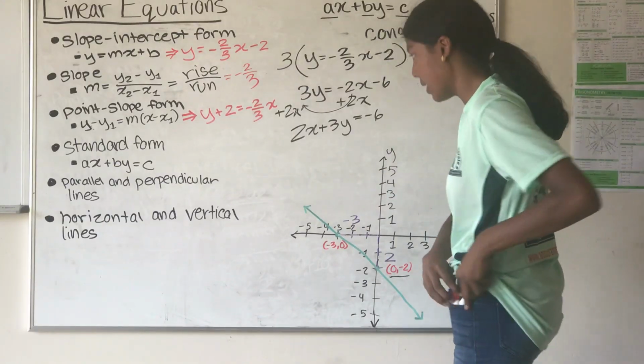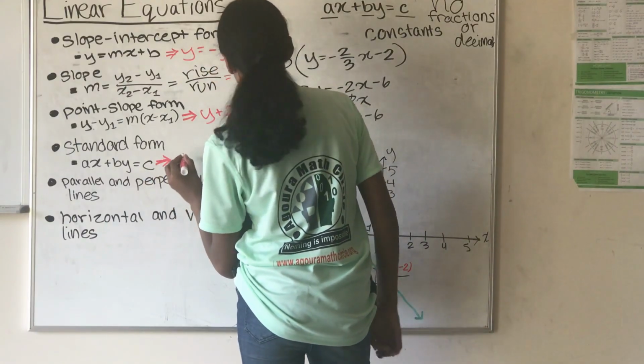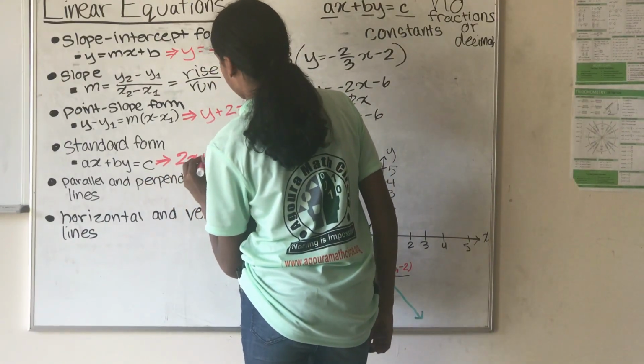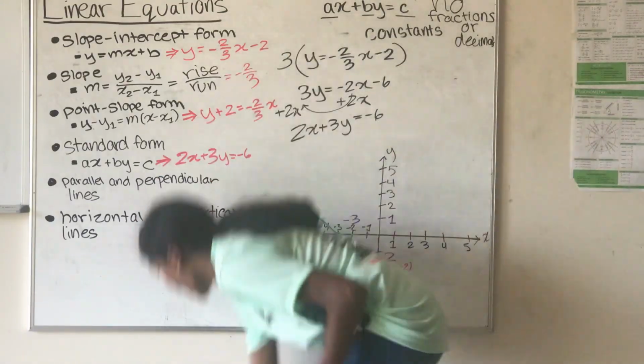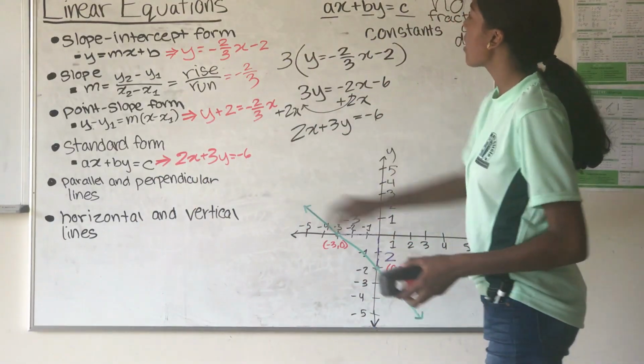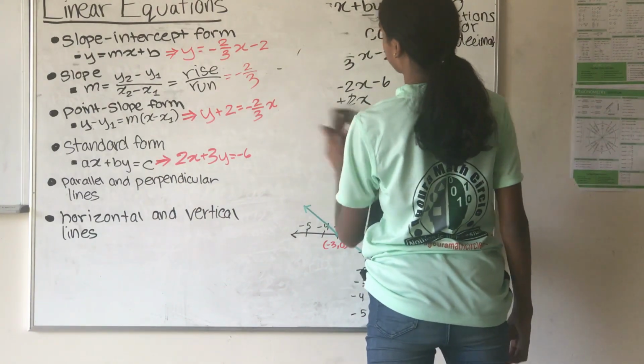And let's write that down. 2x plus 3y is equal to -6. And now we're going to move on to parallel and perpendicular lines. So erase all this.